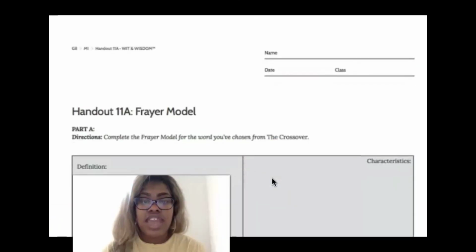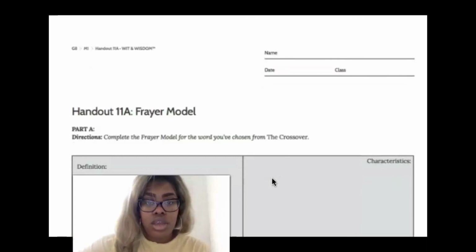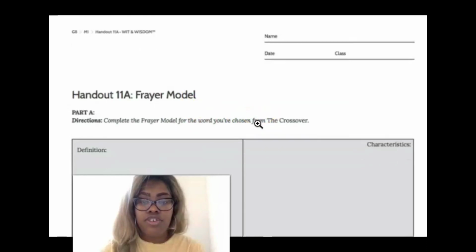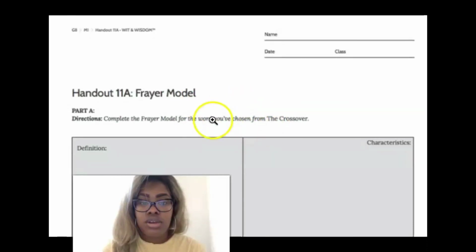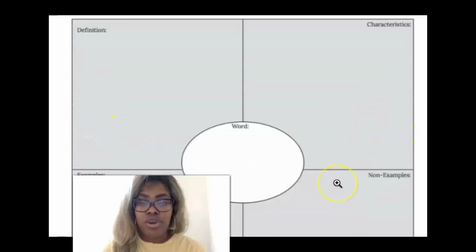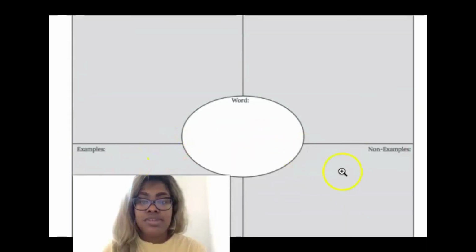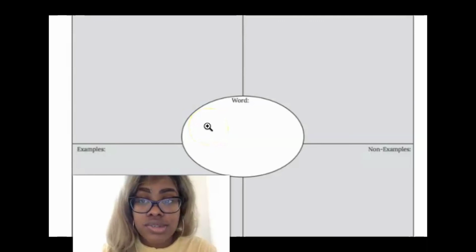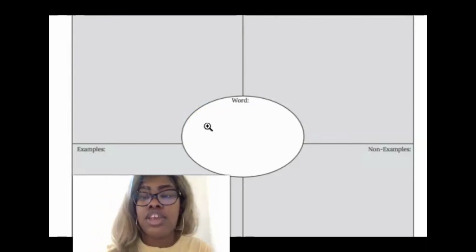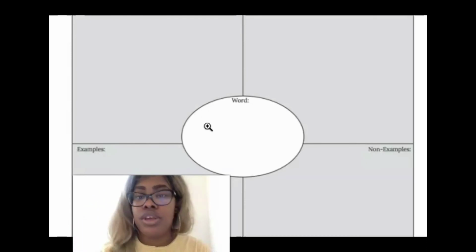Here is handout 11A for our Frayer model. We're going to complete the Frayer model for the word that you've chosen from the crossover. So you'll pick a word, and then you'll write the definition and the characteristics of this word, and then give some examples and non-examples, putting your word in the center. This is what you'll be doing for a word of your choosing that you've chosen out of the crossover. Please pick something that you're usually not as familiar with so that you're analyzing in depth.